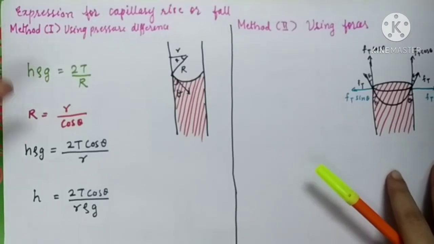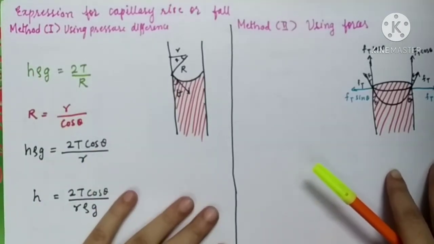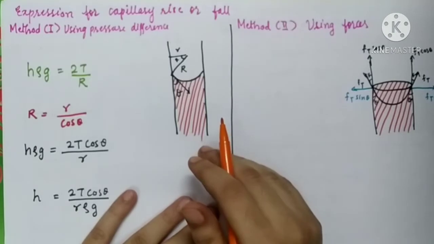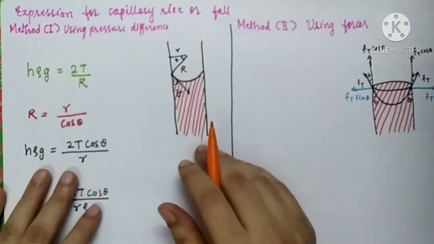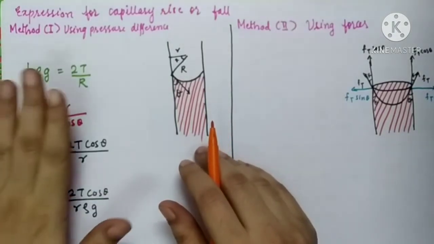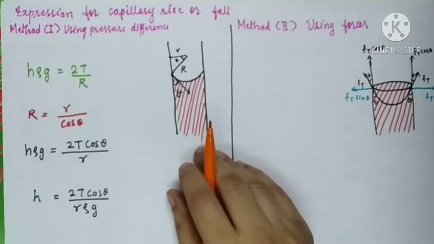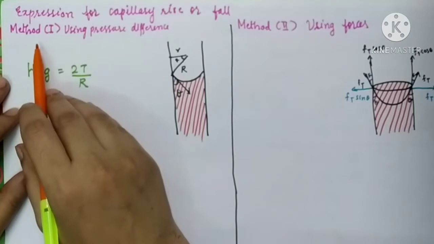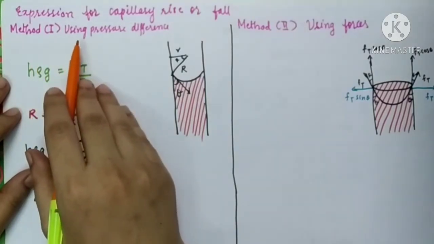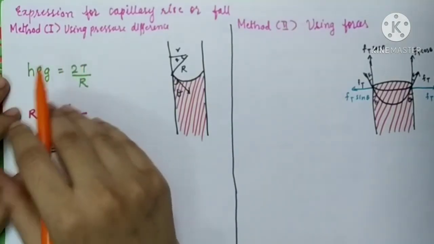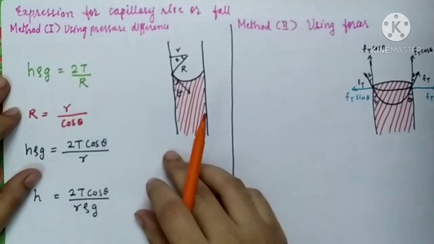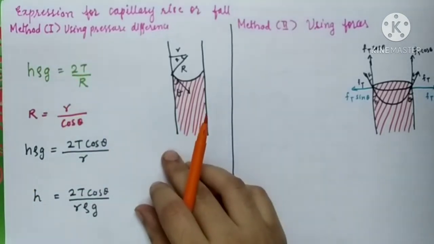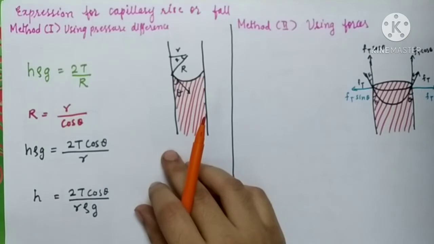First method is using pressure difference. You all know that it is just a matter of pressure that is why the liquid level rises inside the capillary tube. So first one is method 1. Here we are going to use the formula of pressure of a liquid column inside a capillary tube.